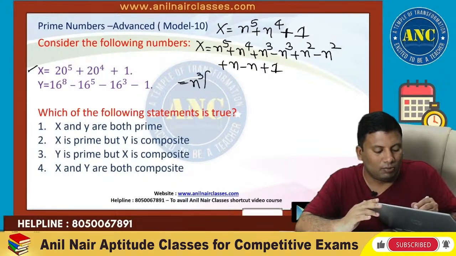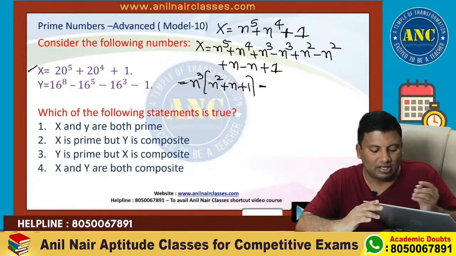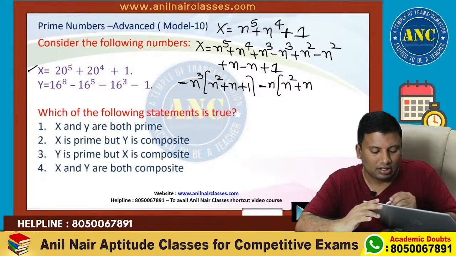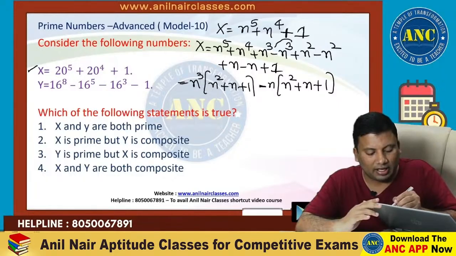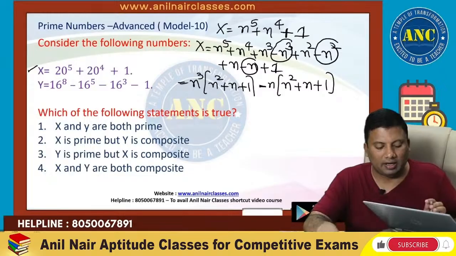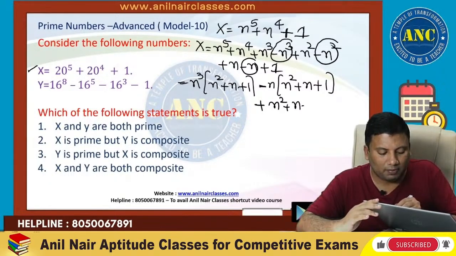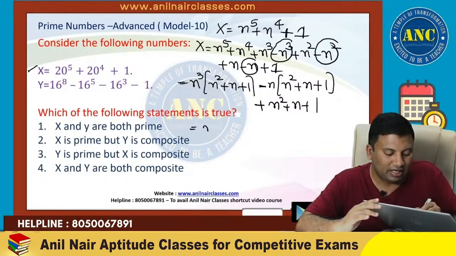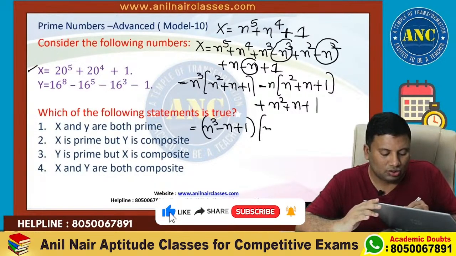If I take n cube common, this is n square plus n plus 1. Again, if I take n common, n square plus n plus 1. I hope it is clear from where I am taking this value and this value. I am taking minus common, and what is remaining is n square plus n plus 1. If I take n square plus n plus 1 common, this is nothing but n cube minus n plus 1 into n square plus n plus 1.